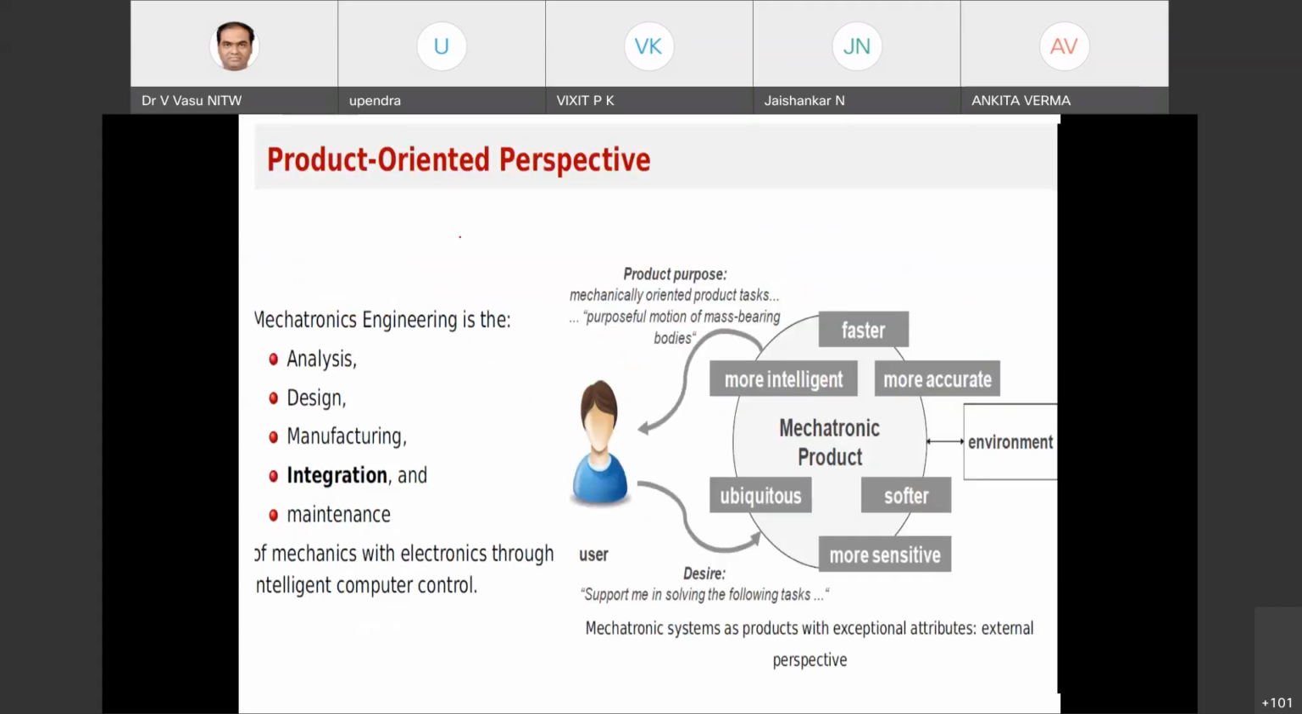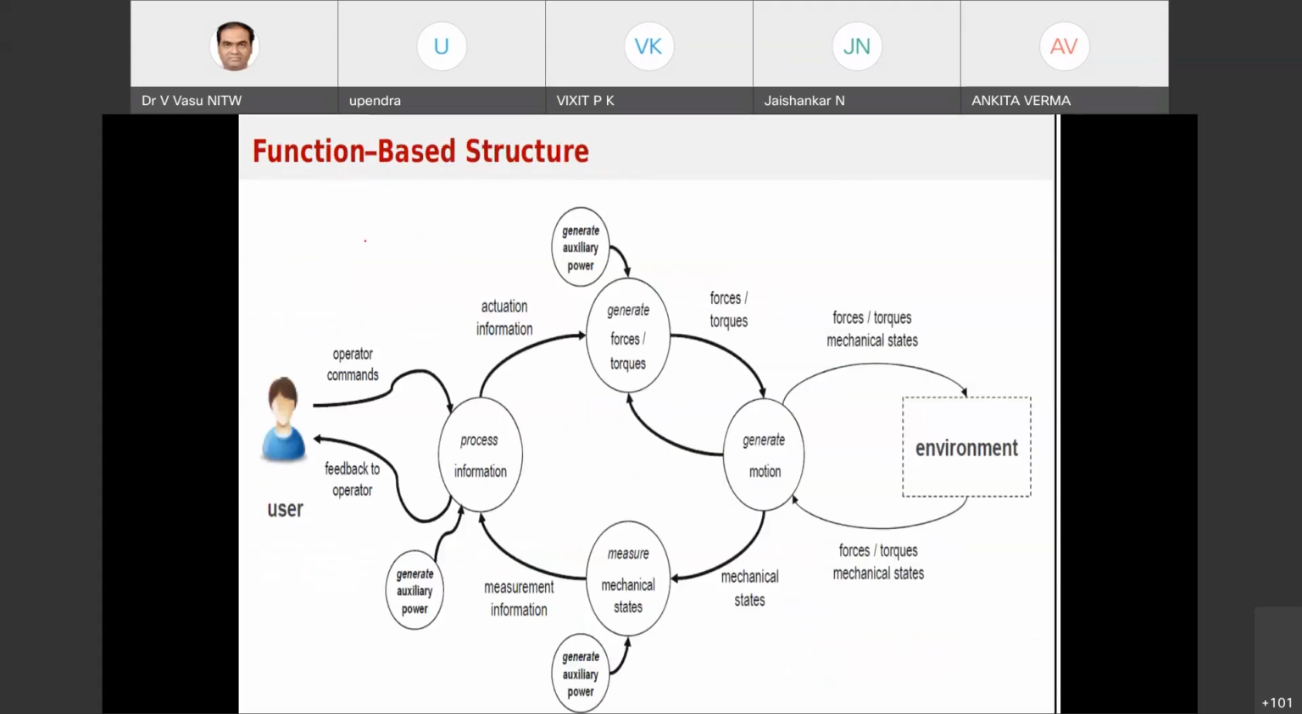So we have two important types of mechatronic systems. One is product oriented. We have to develop one exact product. As the morning sir has explained, we have a washing machine. If you want to develop how to make that pump, that is going to be a product based approach.